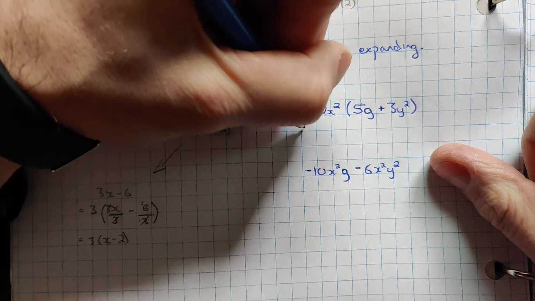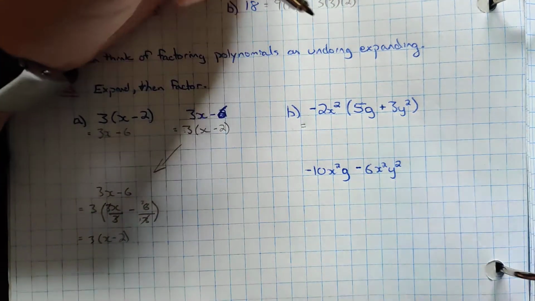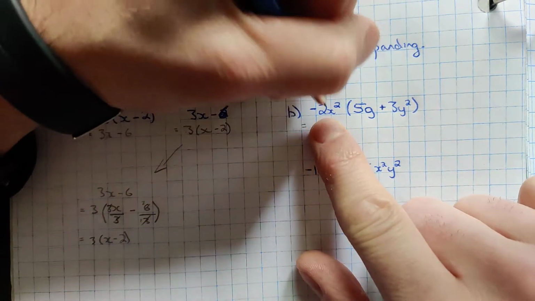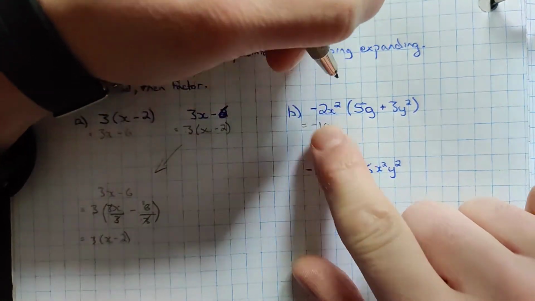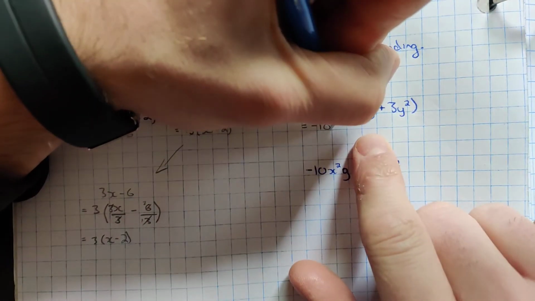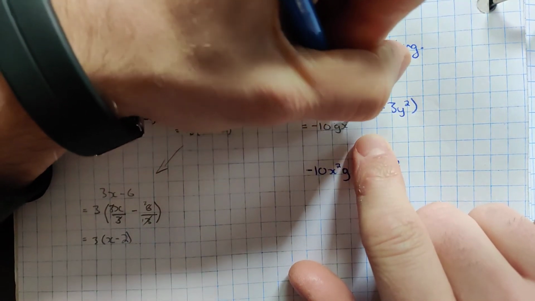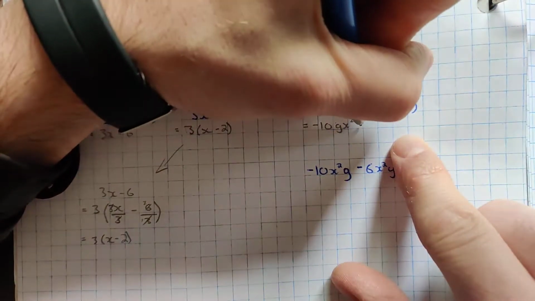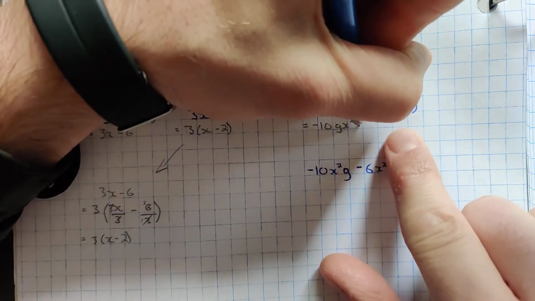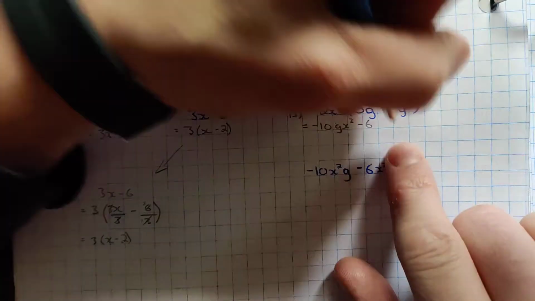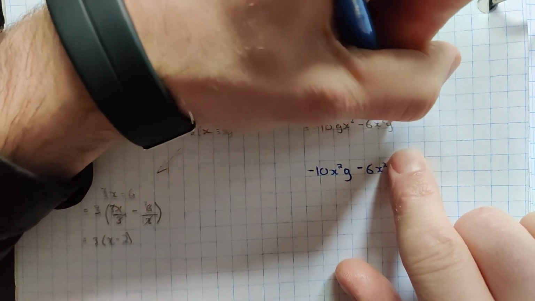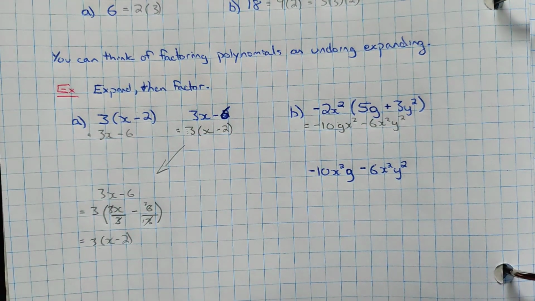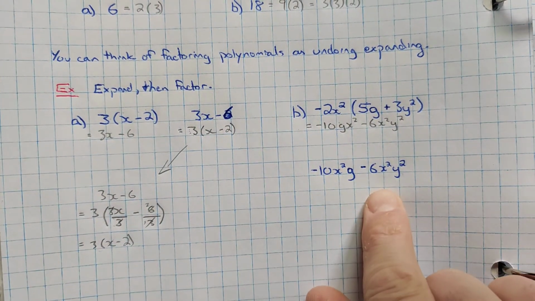Let's try this next one. If I expand this out, I have negative 10 times 2 times 5, g x squared. So that's that first part. Minus 6 x squared y squared. Okay, so there that is. We're going to factor it now.